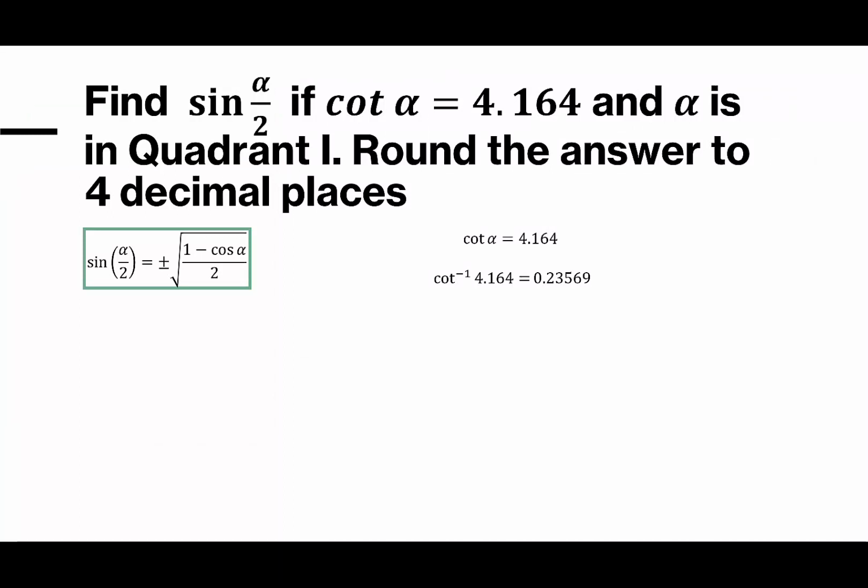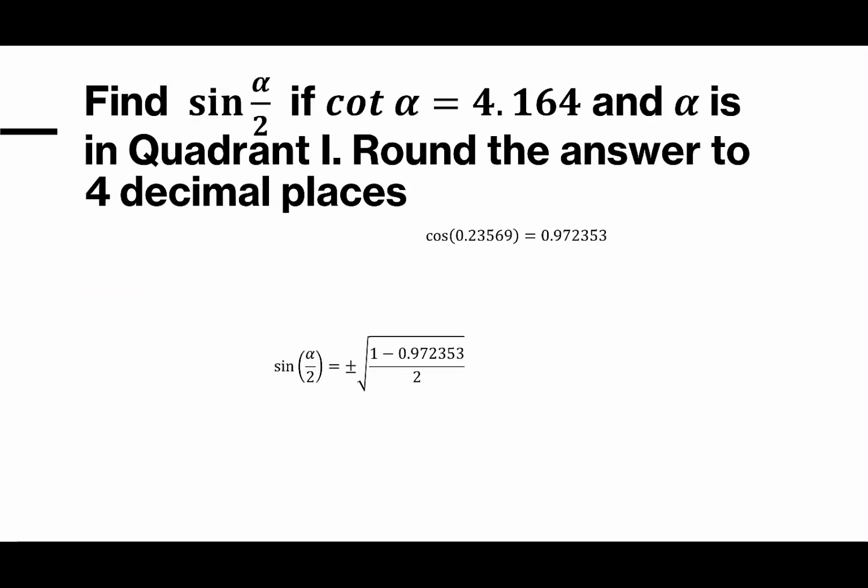Because sine alpha over 2 is plus or minus the square root of 1 minus cosine of alpha over 2, we need to find the value of cosine of alpha. Cosine of 0.23569 will be 0.972353.